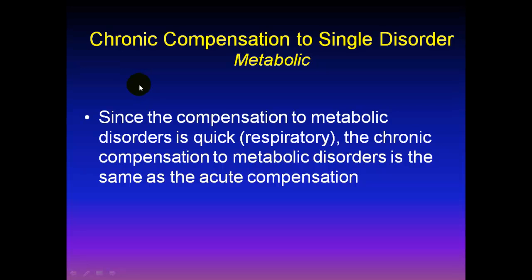So what's the compensation to a chronic metabolic disorder? Well, since metabolic disorders are compensated immediately, within a few minutes, on a respiratory basis, there's really no difference between the chronic compensation to metabolic disorders and the acute compensations. If you know how an acute metabolic acidosis compensates, that would be the last two-digit rule or Winter's rule, or if you know how an acute metabolic alkalosis compensates, that's from varying degrees of CO2 retention. The rules are the same for chronic. There are no separate rules, so these are quite easy.